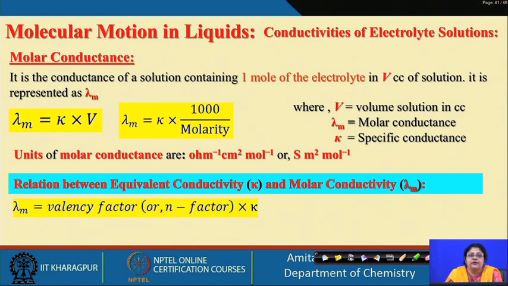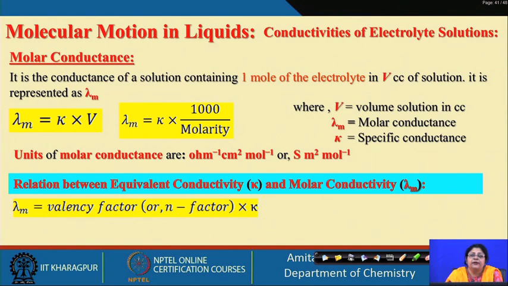Another term is the molar conductance. Molar conductance is the conductance of a solution containing 1 mole of the electrolyte in V cc of solution. It is represented by lambda m. Since we are not talking about the gram equivalent value or the normality, we are talking about 1 mole of the solution.